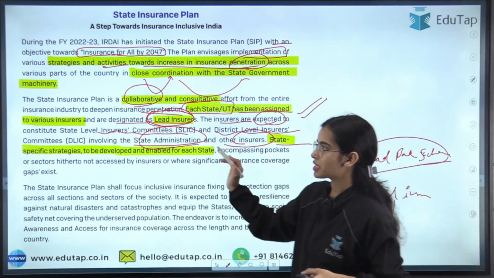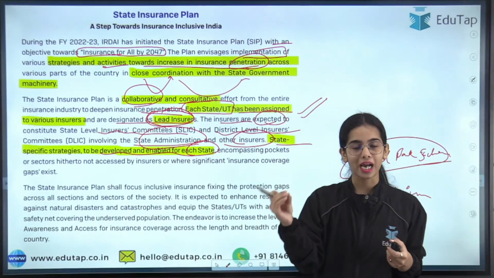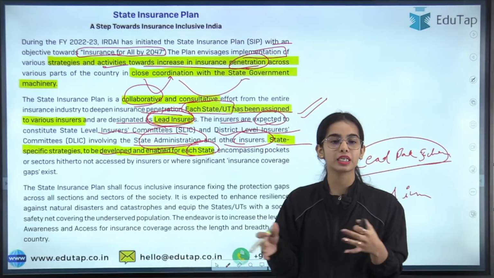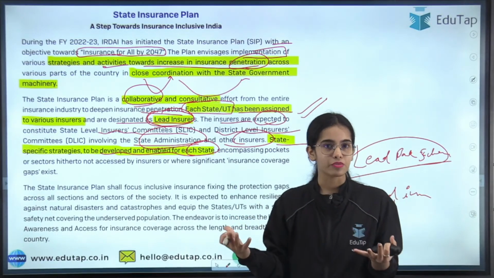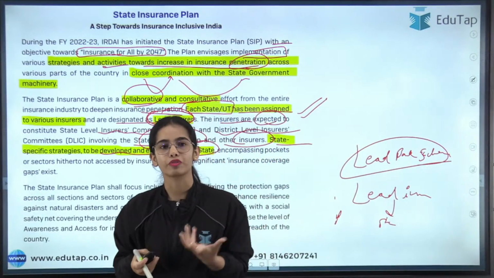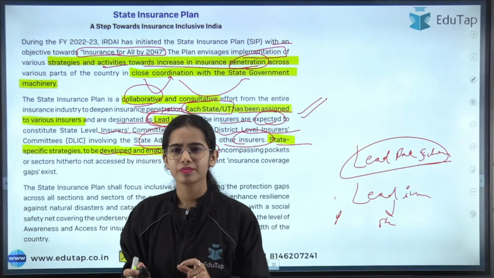State specific strategies are to be developed and enabled for each state, because in our country different states have different geography, different traditions, and different systems working. So different strategies have to be adopted for different states. So this is the state insurance plan that you can read. Okay.